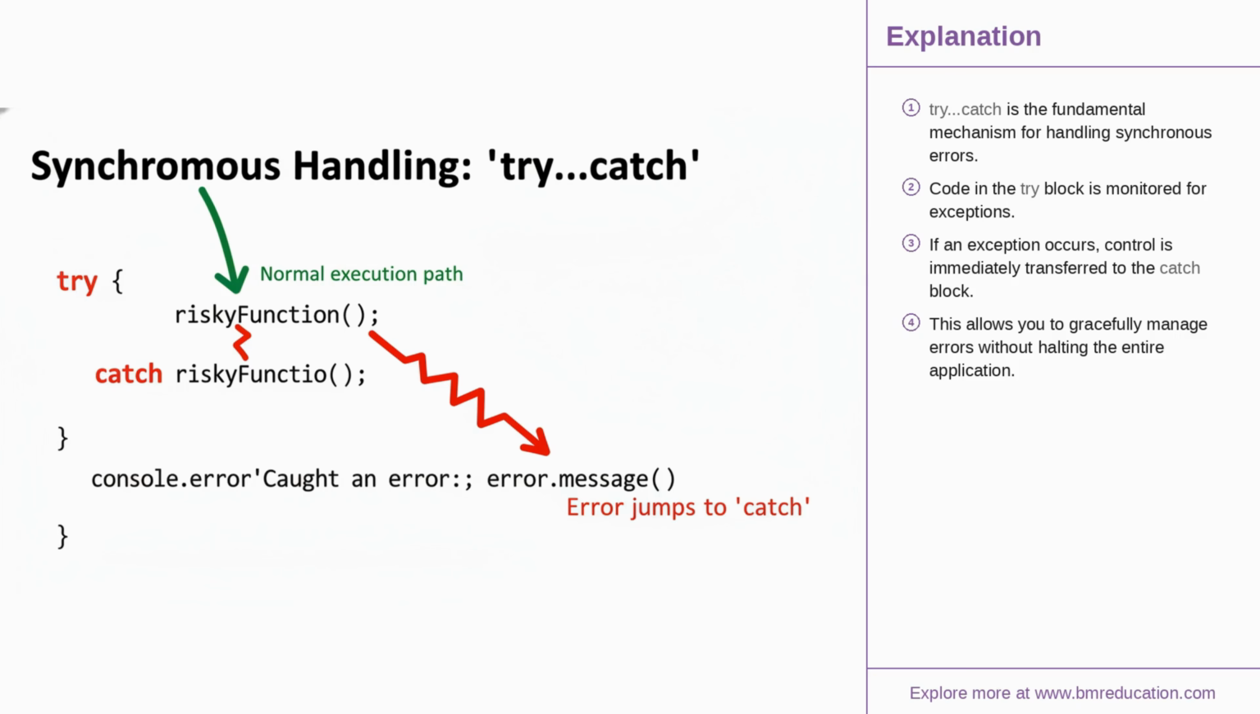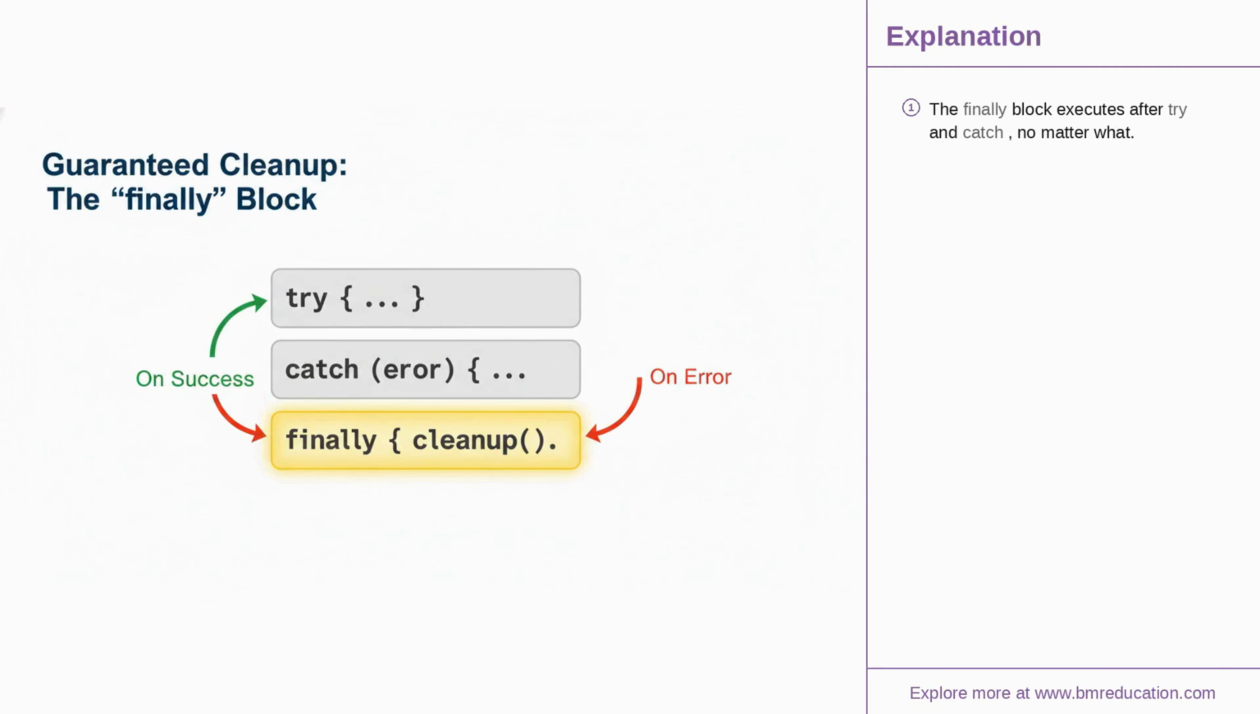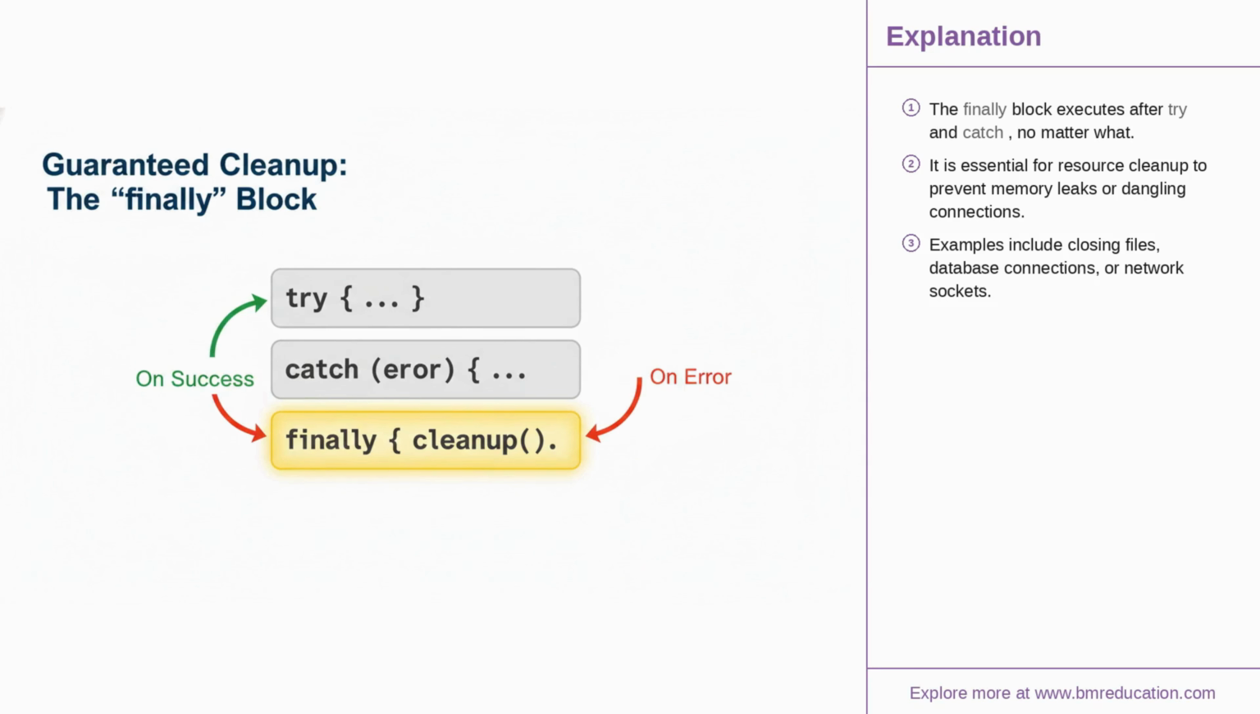But what if you need to perform cleanup regardless of whether an error occurred? That's where the finally block comes in. Code inside finally is guaranteed to run after the try block, regardless of the outcome. It runs if the try block completes successfully, and it also runs if an error is caught. This makes it the perfect place for cleanup logic, like closing a file handle or releasing a database connection, ensuring your application doesn't leave resources hanging.